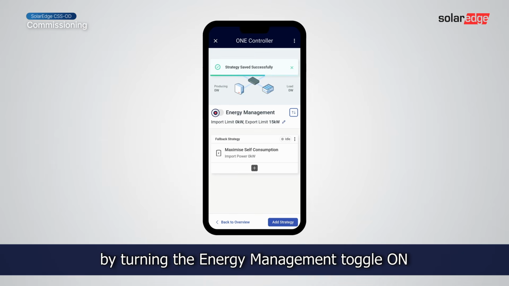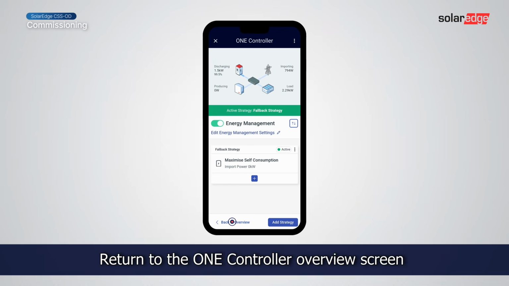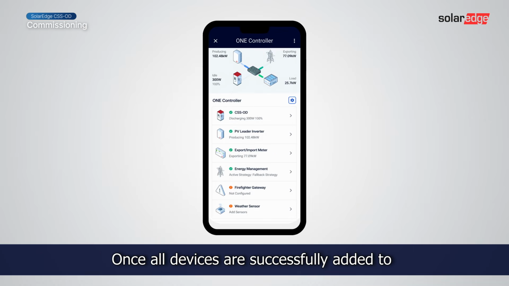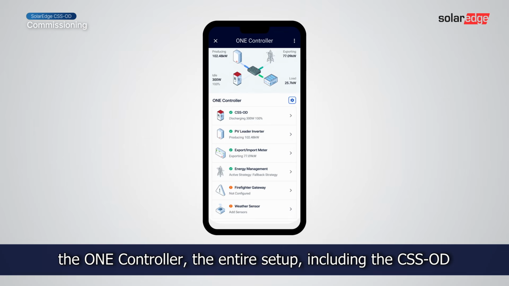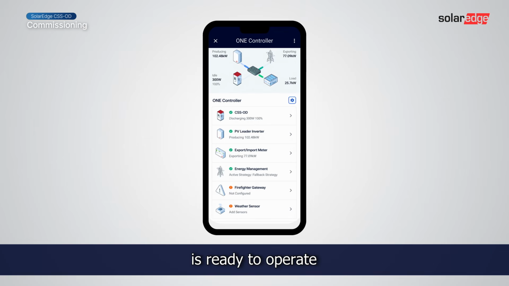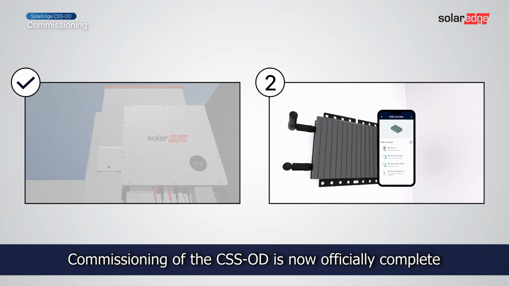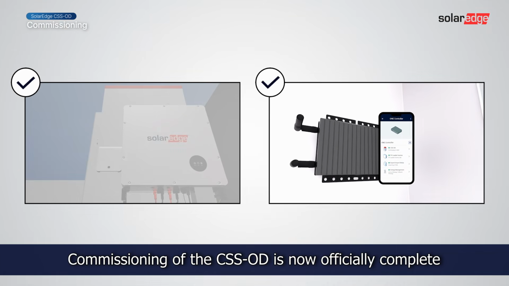Complete the setup by turning the energy management toggle on. Return to the ONE Controller overview screen once you're done with energy management settings. Once all devices are successfully added to the ONE Controller, the entire setup, including the CSS-OD, is ready to operate. Click Close to exit the ONE Controller overview screen. Commissioning of the CSS-OD is now officially complete.